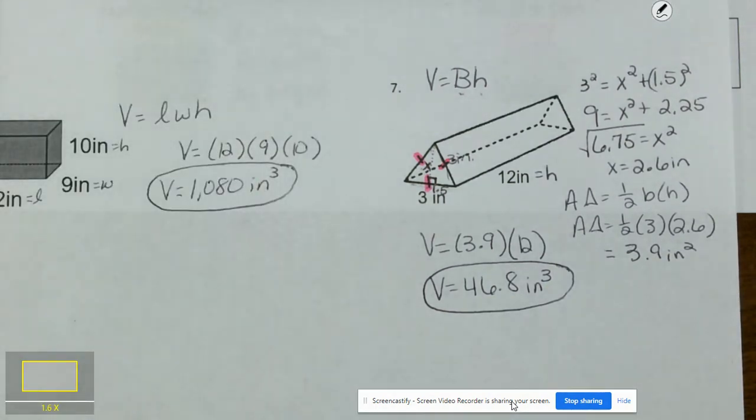All right, guys. This is basically taking formulas and plugging them in. So if you have any questions, please let me know.